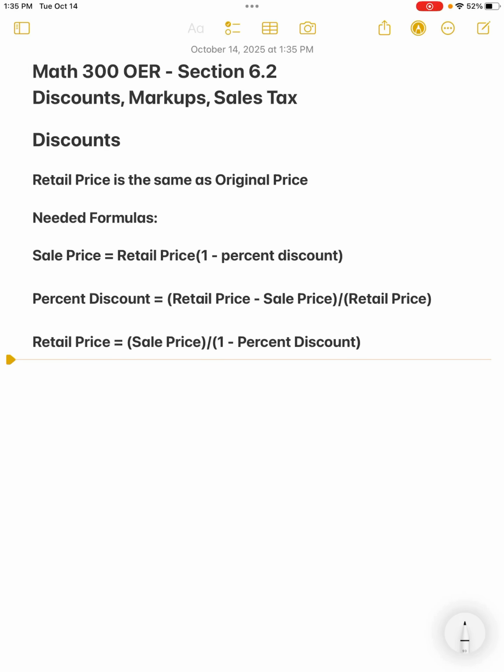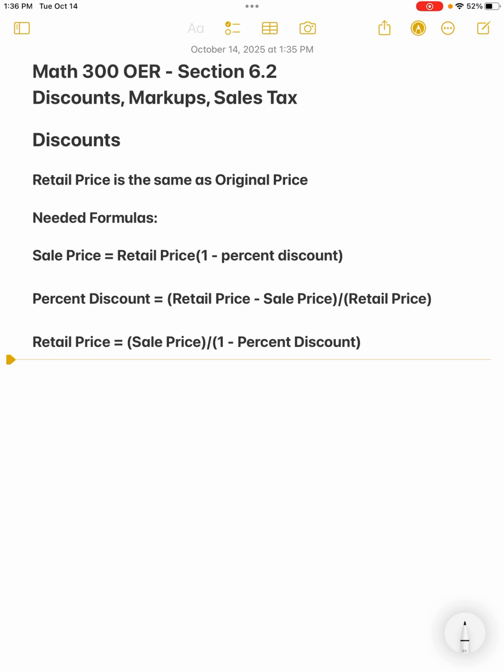Welcome to section 6.2. In this section, we're going to apply our knowledge of percents to some very specific settings. We're going to be looking at discounts, markups, and sales tax. So the first type of problems that you'll experience during the homework is discounts.